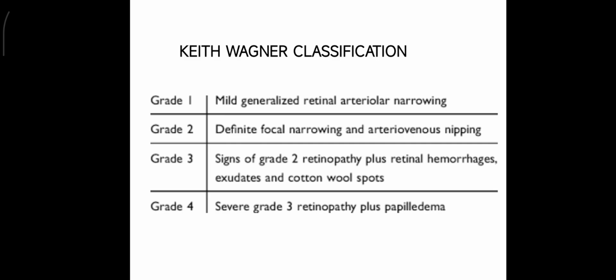And the second stage will be your Salus sign. Your Salus sign is nothing but deflection of the blood vessels. And in grade 3, you will have Bonnet sign and Gunn sign. Bonnet sign is the banking of the blood vessel, and Gunn sign is tapering of the blood vessel. And you will have flame-shaped hemorrhage with cotton wool spots and copper wiring of the arterioles. In grade 4, you will have silver wiring of the arterioles and papilledema.